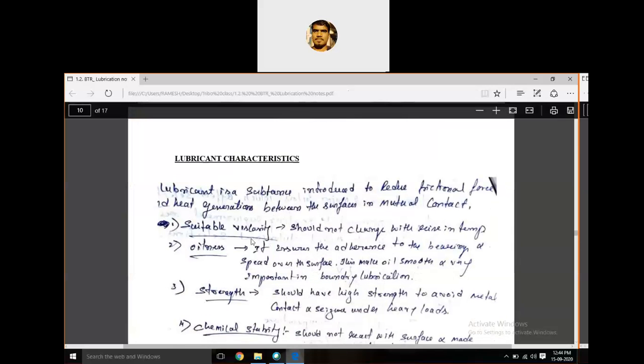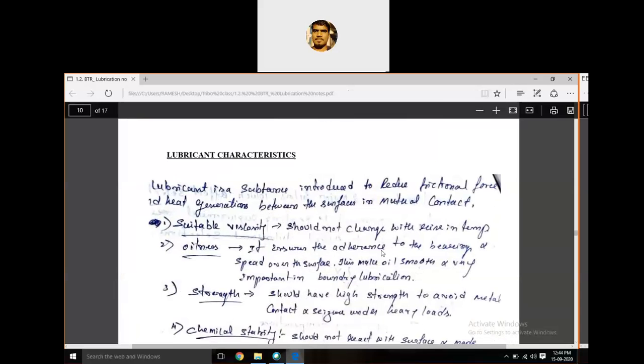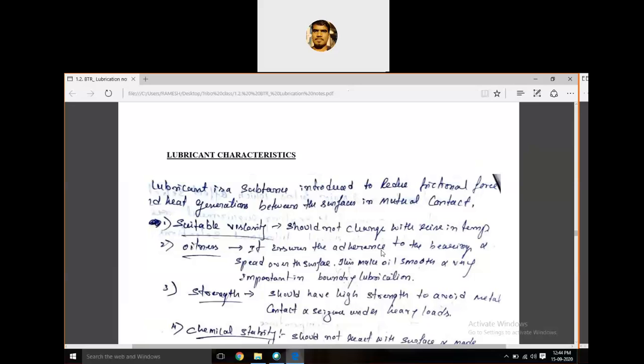Okay, next important concept is lubricant characteristics. Means what are the properties which the lubricant has? Before selecting any lubricant for a particular purpose, we have to see their properties, their characteristics. Based on the characteristics, we can select the particular lubricant for particular operations or methods. Lubricant is a substance, we already know that. It is introduced between the two mating surfaces to reduce the frictional force and carry out the heat generated between the two mating surfaces.